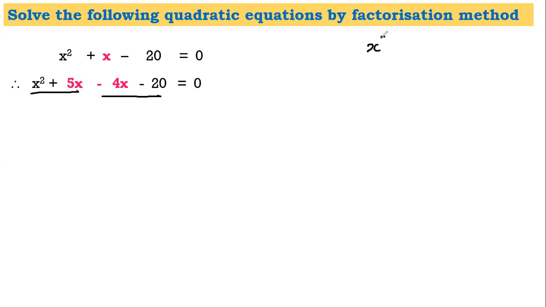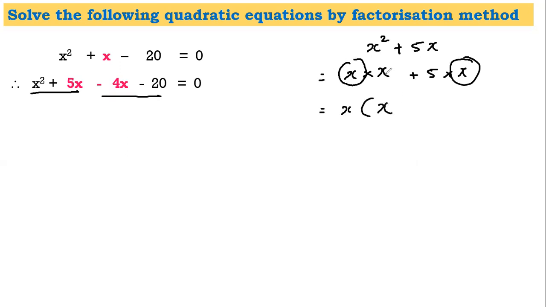The first two terms are x square plus 5x. Now when I say x square plus 5x, x square is x into x and 5x is 5 into x. So let me put in a circle whatever is common. This is what we did in our lower standards. So x is common. What remains in the bracket, not in the circle, is x plus 5.